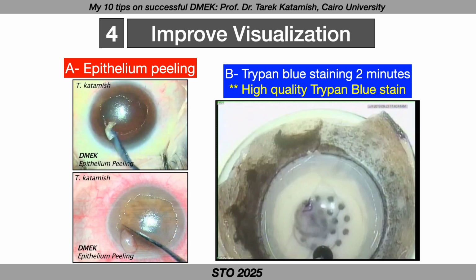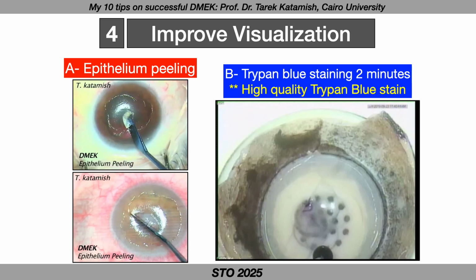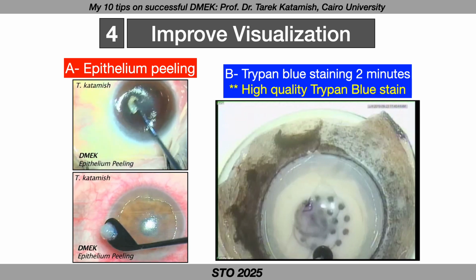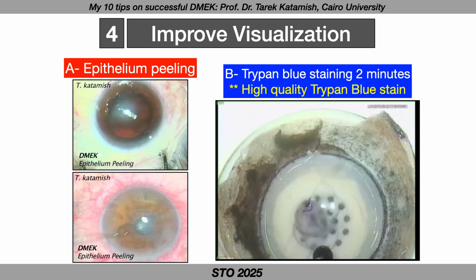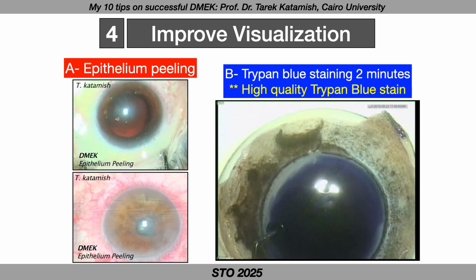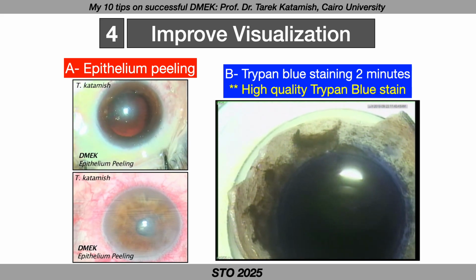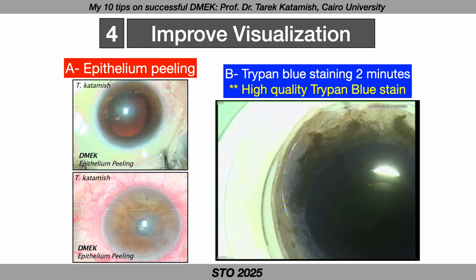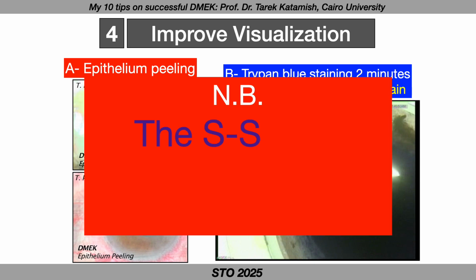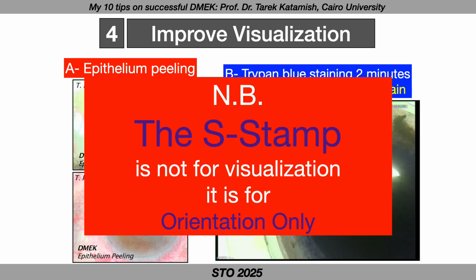Tip number 4, improve visualization. Epithelial peeling is very important to improve visualization, as you see, and you can use Trypan blue staining for 2 minutes, which will give a very dark blue color, which improves visualization during the unfolding technique. So use a high quality Trypan blue stain in these situations. I want to notice that the S stamp is not for visualization, it is for orientation.